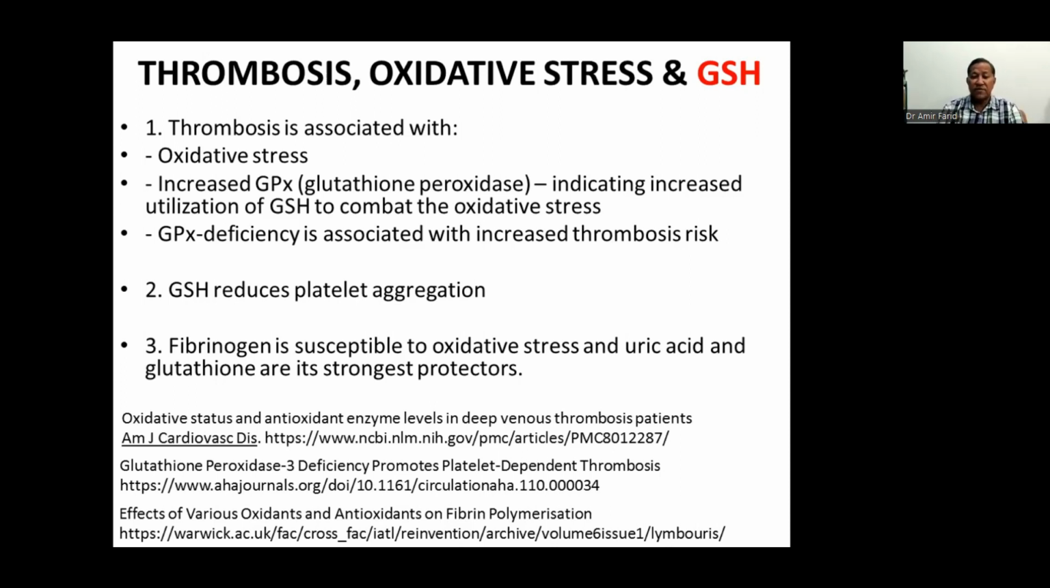All right, so it is obvious that glutathione has a role in thrombosis because the underlying factor is oxidative stress, and it has been shown that the body uses glutathione to try to reverse the oxidative stress, and the lack of the glutathione system enzyme GPX will increase the risk of thrombosis, which also means lack of glutathione also increases the risk of thrombosis.